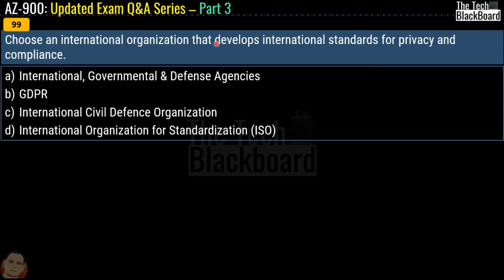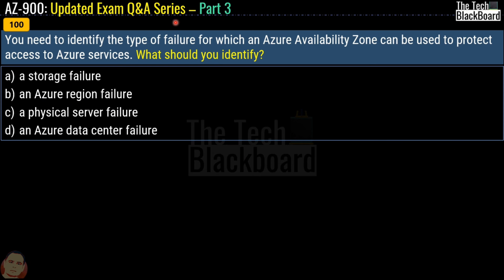Choose an international organization that develops international standards for privacy and compliance. Your options are international governmental and defense agencies, GDPR, International Civil Defense Organization, and the last one is International Organization for Standardization, or better known as ISO. And I'm hopeful you have already guessed the answer, which is option D, International Organization for Standardization. Now, let's read question number 100.